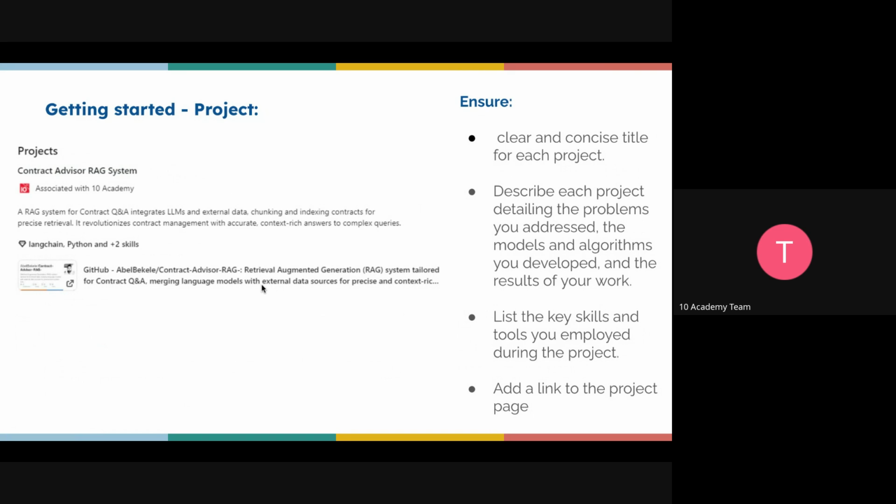In the projects part, you have to ensure you have a clear and concise title for each project, but also describe each project, telling the problems you addressed, the models and algorithms you developed, maybe the results of the work, and also list the key skills and tools you employed during the project. Last but not least, add a link to the project page. This is very important. Add a link to the project page.